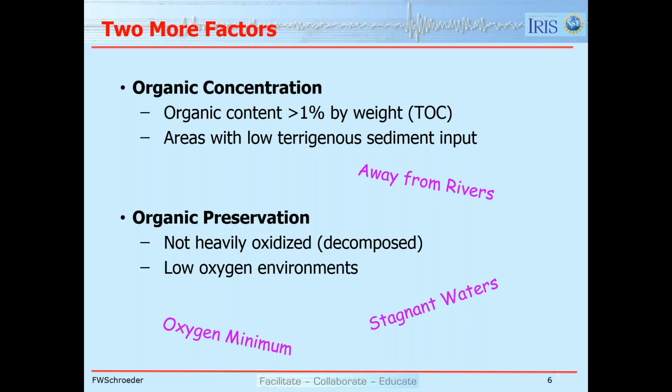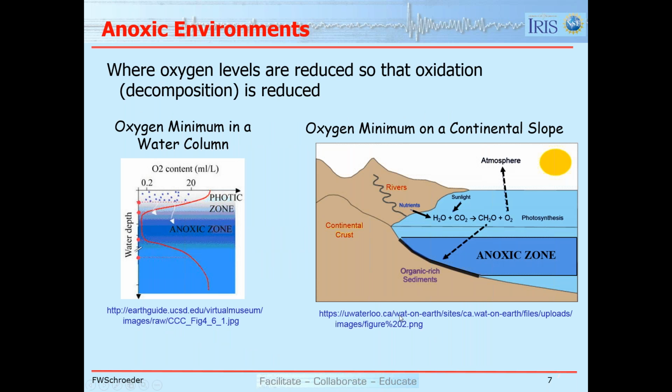The organic matter also has to be preserved. That means that we don't want to have a lot of oxidation, and so environments in which oxygen content is low is favorable for the formation of high quality organic material. So we look for places where there might be an oxygen minimum or where we might have stagnant waters. With anoxic environments, that means that the oxygen available to decompose the organic material is reduced in some fashion.